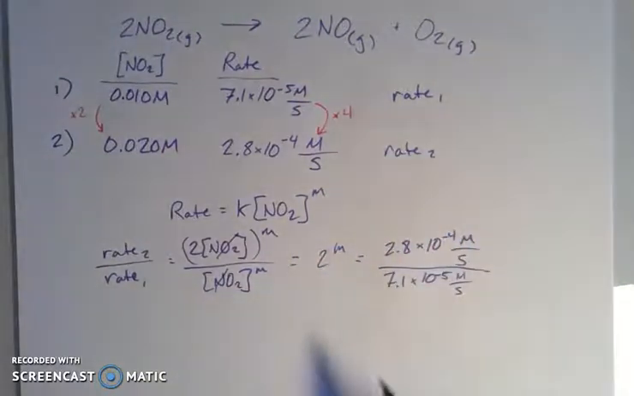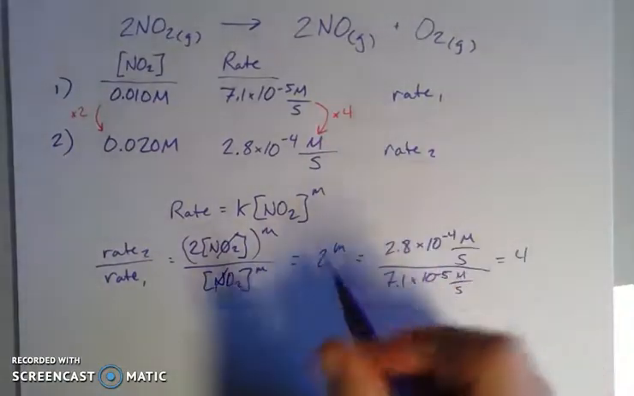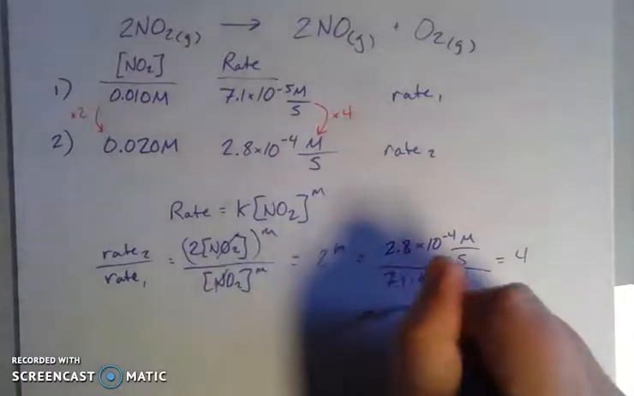Molarity per second, which we said is 4. So essentially my 2 to the m is equal to 4. So to what power can I raise 2 in order to get 4? Well, m must equal 2.